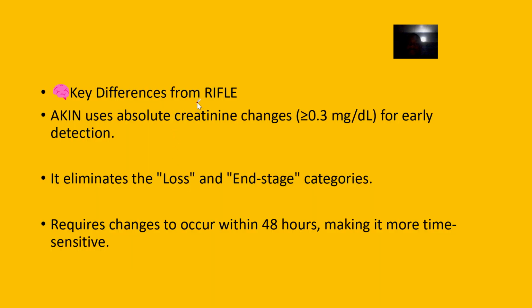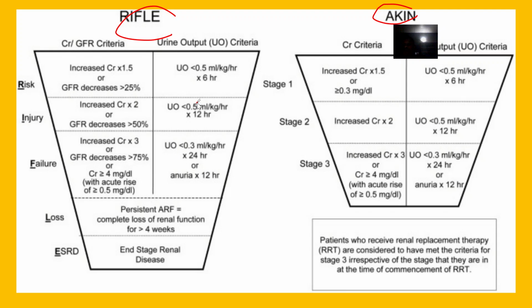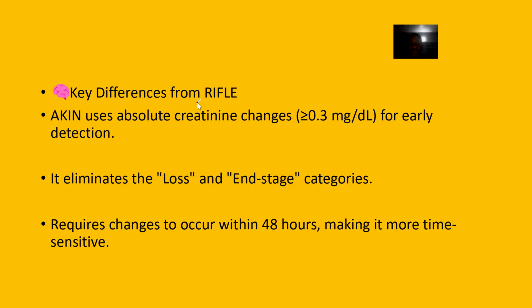So the key differences of the AKIN criteria from RIFLE, because many people will want to know the difference between the two, are this: AKIN uses absolute creatinine changes for early detection. It eliminates the loss or end-stage renal disease categories. It requires changes to occur within 48 hours, making it more time sensitive. Okay, so that's it for this.